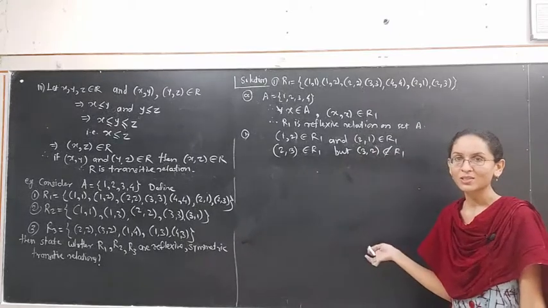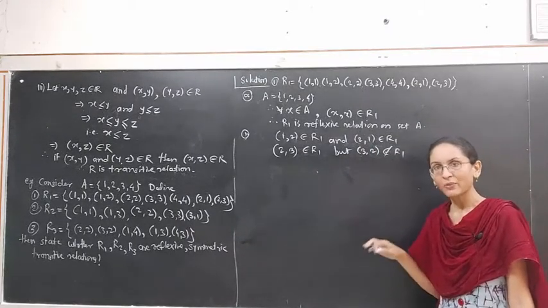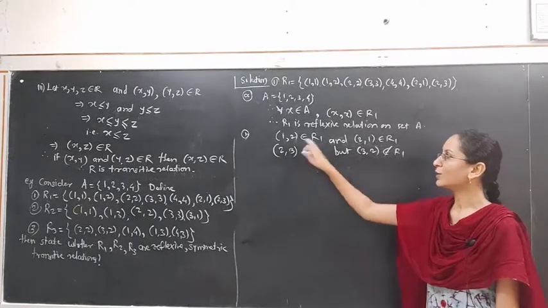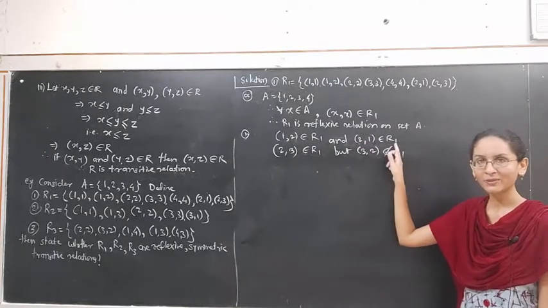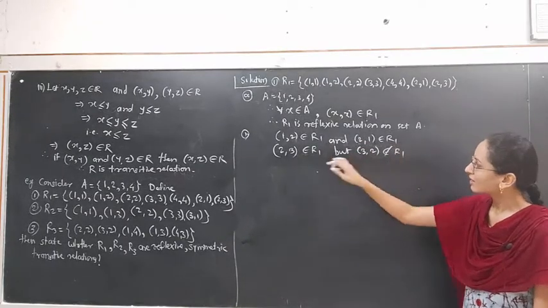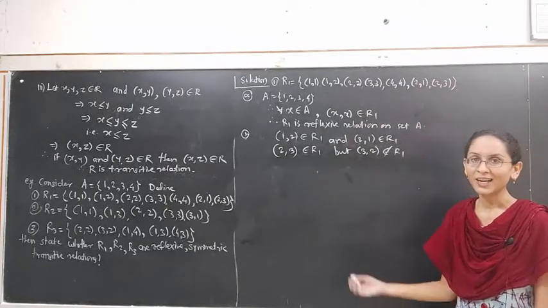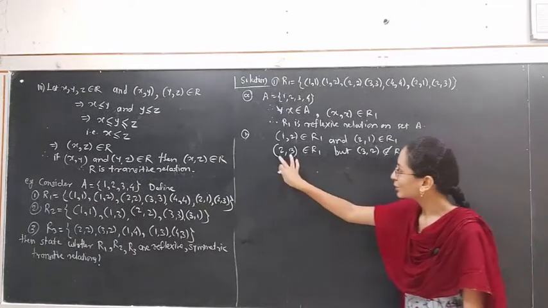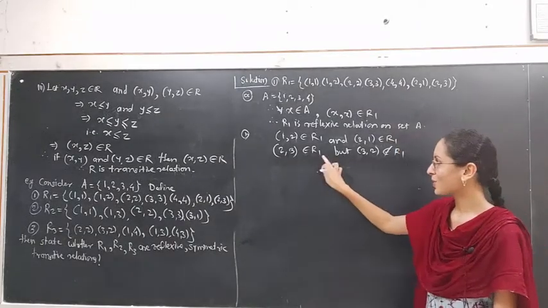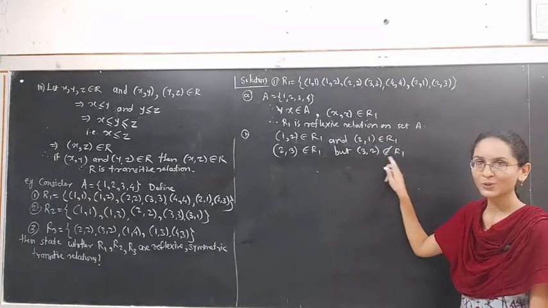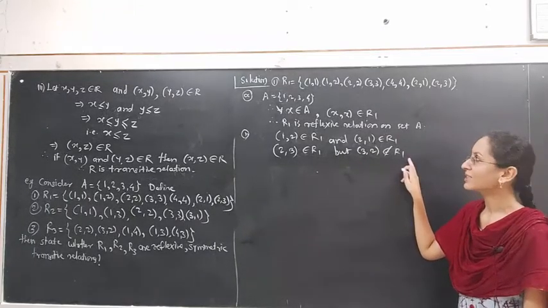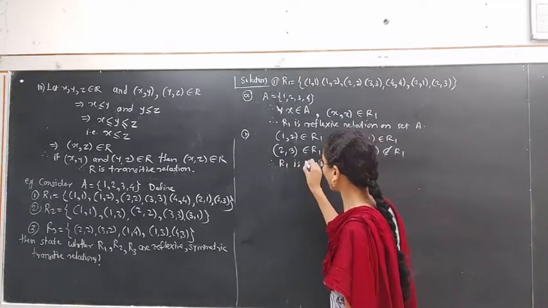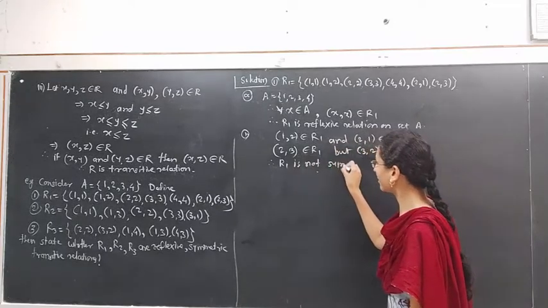If (x, y) belongs to relation R implies (y, x) belongs to R, then R is a symmetric relation. Here (1,2) belongs to R1 implies (2,1) belongs to R1. This means R1 need not be symmetric. That result should be true for all ordered pairs (x, y), where x is not equal to y. (2,3) belongs to R1, but (2,3) belongs to R1 does not imply (3,2) belongs to R1. Therefore, relation R1 is not symmetric.